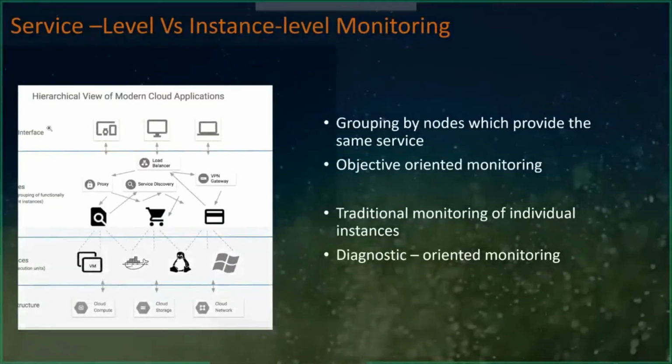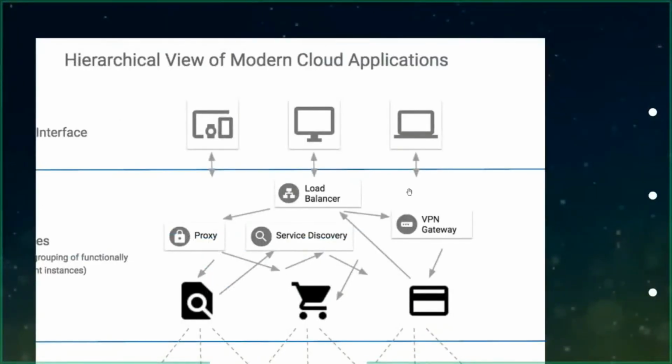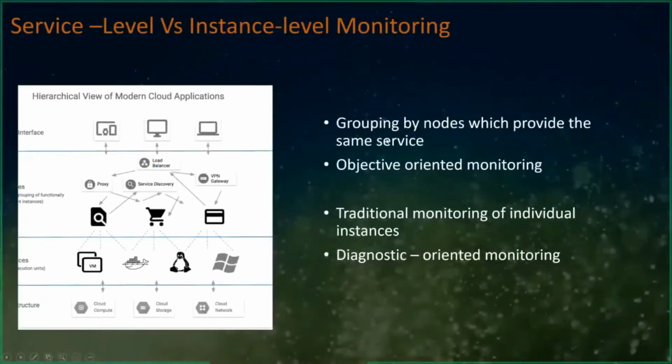In modern cloud applications, assume these are all our front-end interfaces, and we have a load balancer and different services, say in a shopping or retail service. You have different nodes providing different services. What it says is that you group those nodes which provide the same service, and configure your monitoring in an objective-oriented way, rather than on this particular server or that particular server in a standalone way.